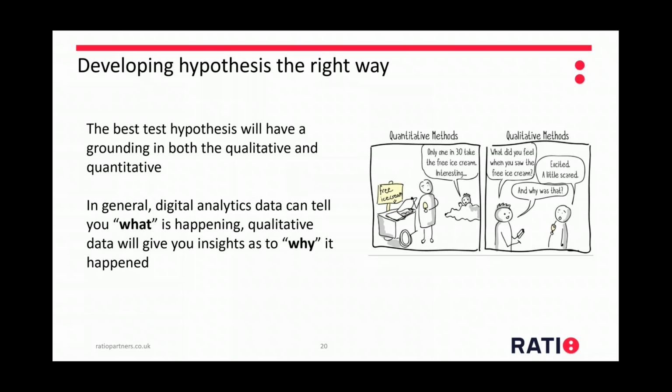So the way I like to look at it is that digital analytics data is going to tell you what's happening. So you understand that mobile users on mobile devices are failing to move on from the product page to the checkout or the cart. But it's only qualitative data, talking to users or looking at what they're actually doing on the page, that's going to tell you why that happened.